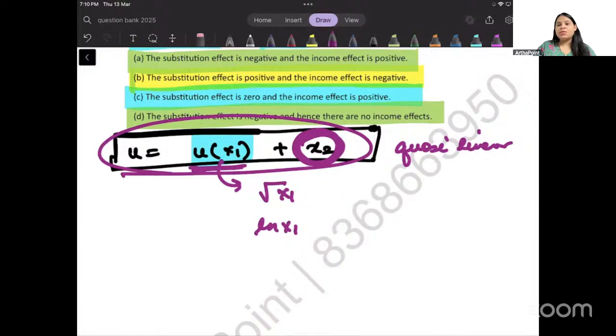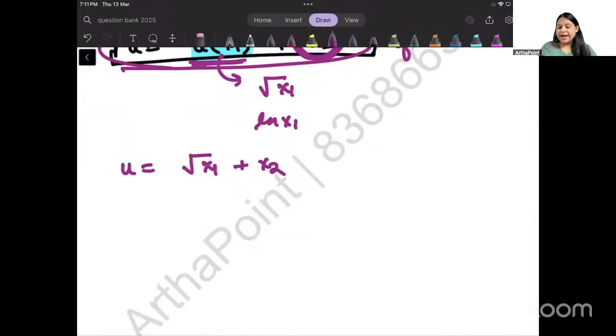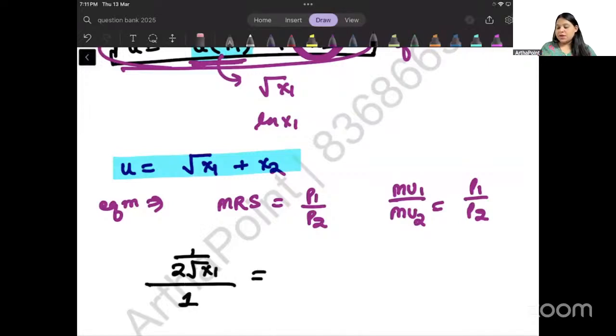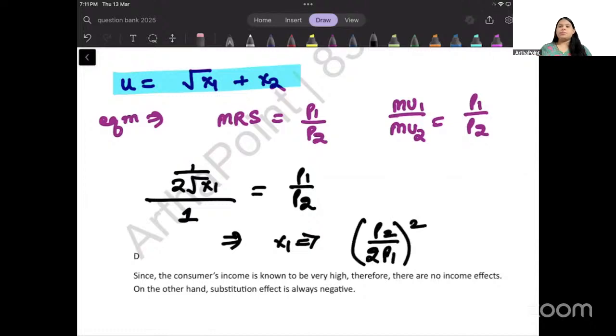ओके, तो अब देख लेते हैं बेटा। सपोज इफ आई टेक u इज इक्वल टू रूट x1 प्लस x2, ठीक है? सो नाउ ट्राई टू अंडरस्टैंड दिस थिंग, दैट वेयर इज माई इक्विलिब्रियम, कहां पे आएगा इक्विलिब्रियम? वेयर MRS इज इक्वल टू p1 बाय p2, माने MU1 बाय MU2 इक्वल टू p1 बाय p2। इफ आई डिफरेंशिएट दिस विद रिस्पेक्ट टू गुड वन, तो मेरे को मिलेगा 1/(2 रूट x1), विद रिस्पेक्ट टू गुड टू मेरे को मिलेगा 1, एंड दिस विल बी p1 बाय p2, माने आई विल गेट x1 इज इक्वल टू (p2 बाय 2 p1) होल स्क्वायर.